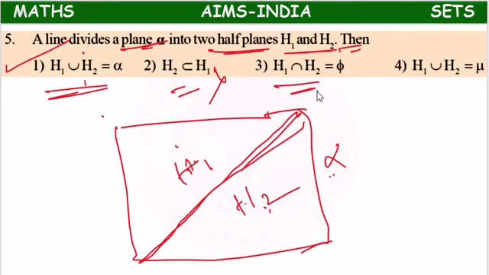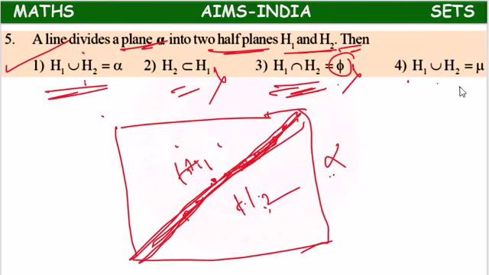H1 intersection H2 equal to 5. Wrong, because they have this common line in common. All the points on the line belong to both H1 and H2. We cannot tell it is 5. Wrong.